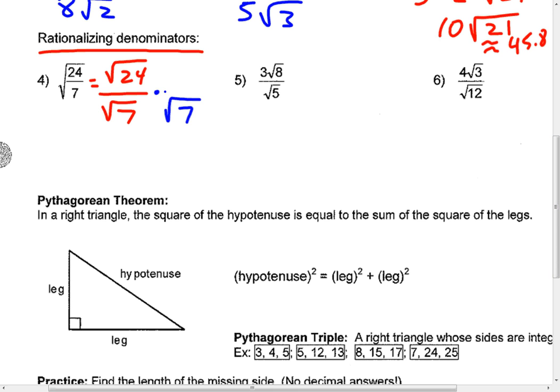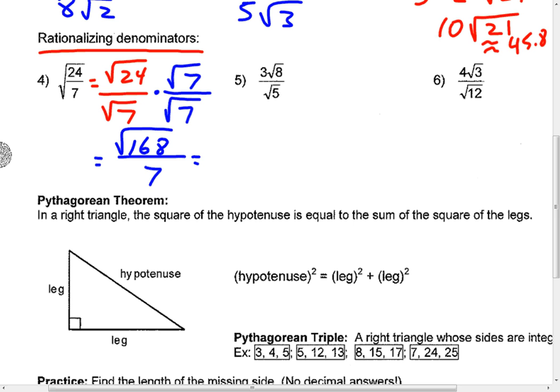Radical 7? Yes. The idea is that when you do that, what's square root of 7 times square root of 7? 49. What's the square root of 49? 7. So you end up with a denominator that's a nice number to deal with. It's a nice whole number instead of a radical. Whatever happens on the top happens and you deal with it. We'll get radical 168 on the top.